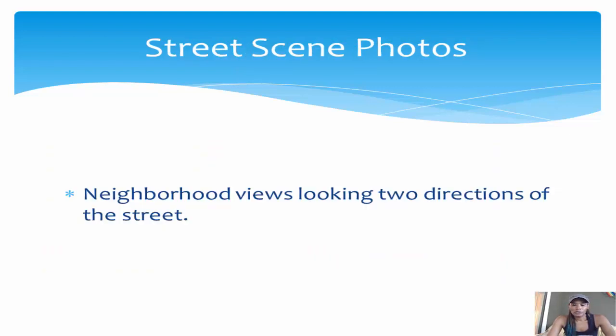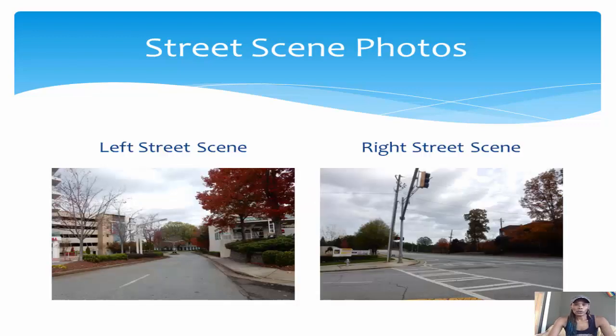All right, so your street scene photos. So now you have neighborhood views looking in both directions. All right, so this is on the left. This is the left street scene photo from where that property was. And on the right side, this is the right, going down the right side down that street. So basically, you want to either stand at the curb or in the street if possible. If there's not a lot of traffic, turn one way, snap a photo, turn the other way, snap a photo.